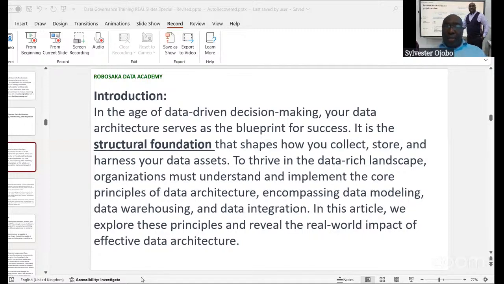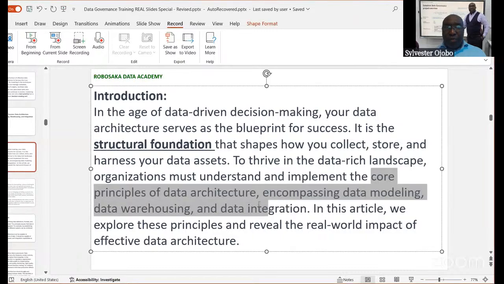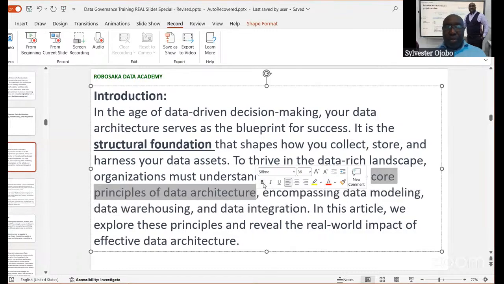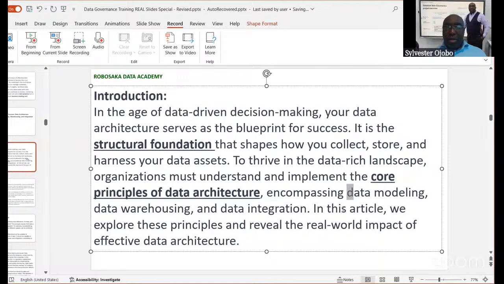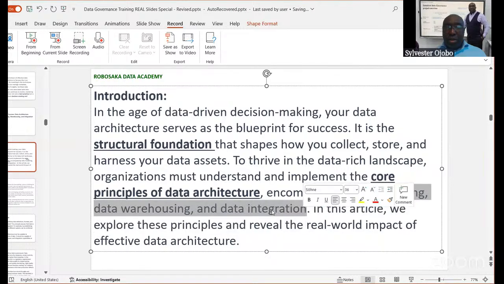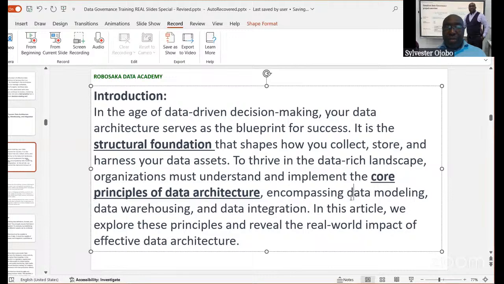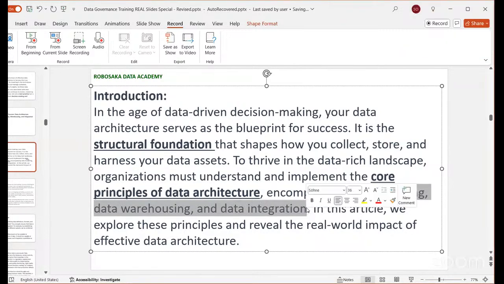So, in a data-rich landscape, any organization must understand and implement the core principles. Core principles of architecture, very important. And what are the core principles? Data modeling, data warehousing, data integration.